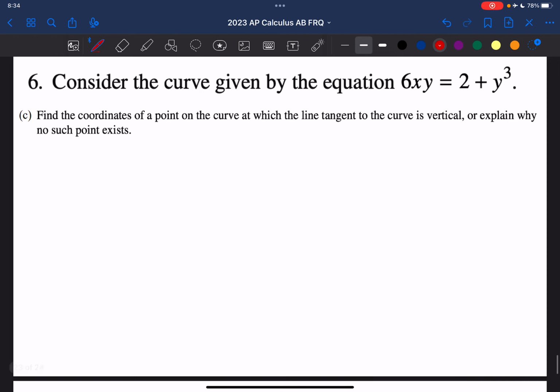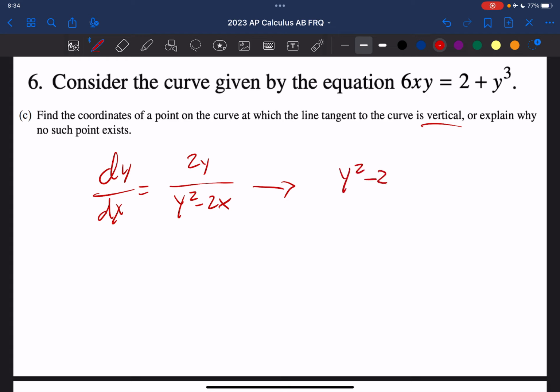Now we're asking the same question about if it's vertical. Now if it's vertical, that means we have an undefined slope, and the only way you get an undefined slope is if you're dividing by 0. So here we have dy/dx equals 2y over y squared minus 2x. What this means is that the denominator is equal to 0. So y squared equals 2x. So y squared over 2 equals x.